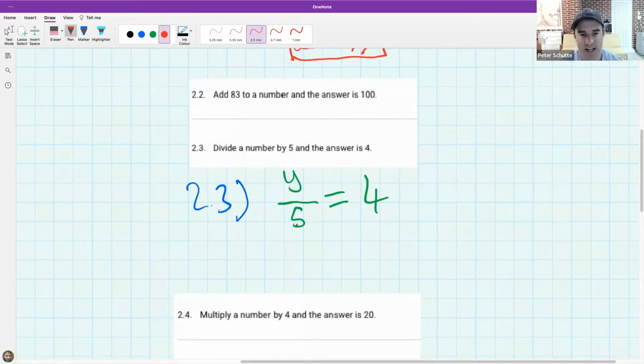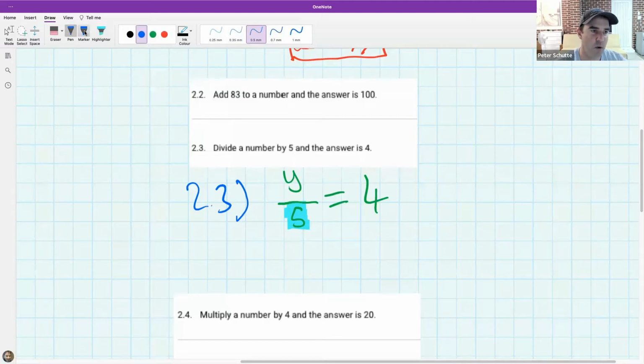Divide a number by 5. Now, in this question, if I want to solve the equation, the thing that is causing me a bit of problems is this divide by 5. If this divide by 5 wasn't here and the y was all by itself, then I would have my answer. So in the chat, what is the opposite of divide by 5?